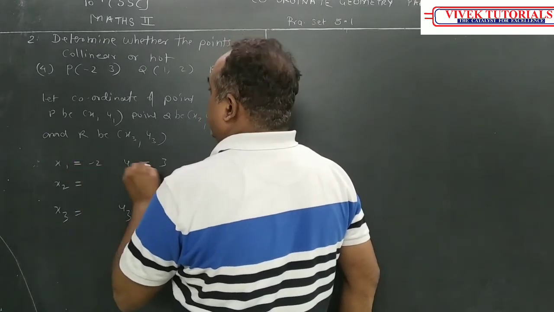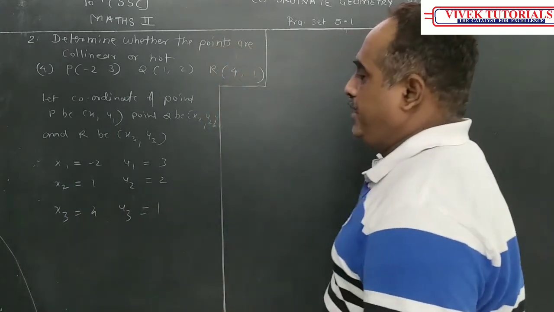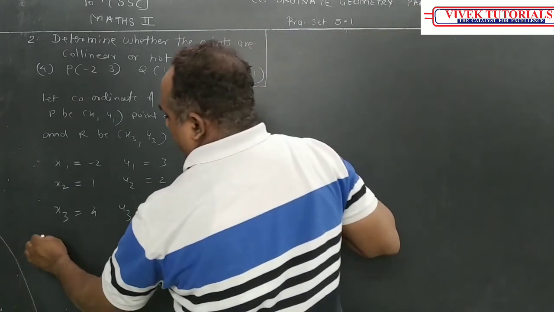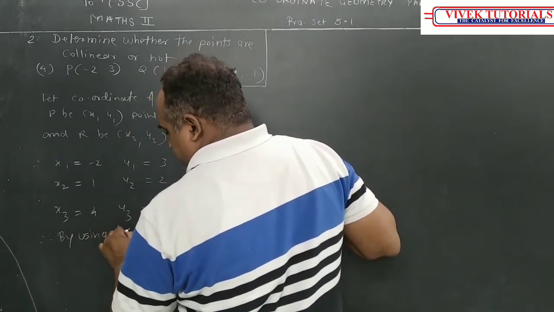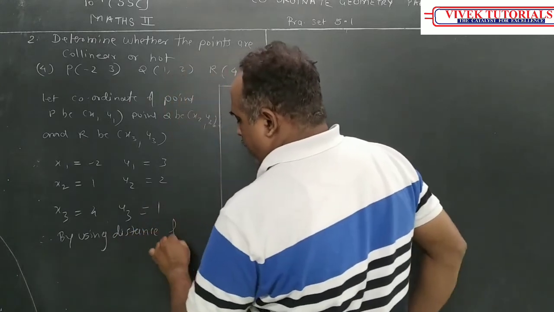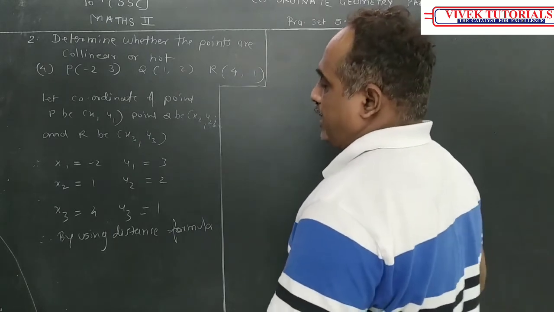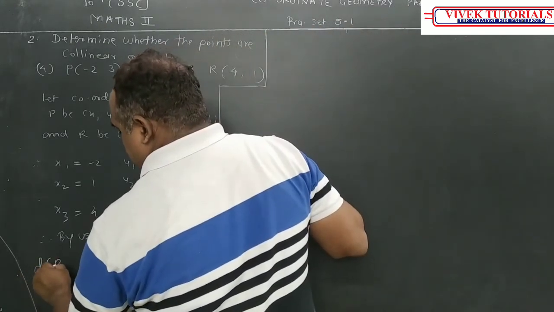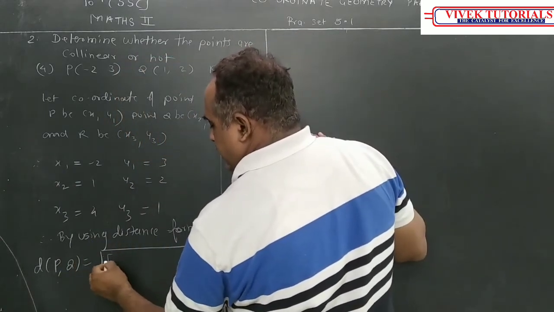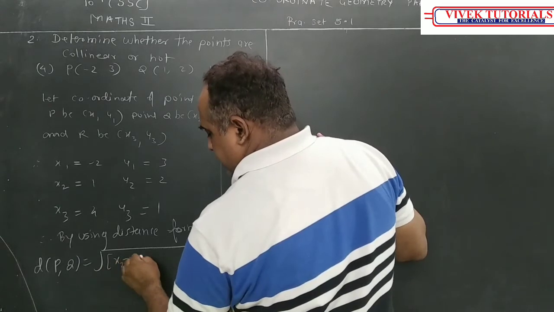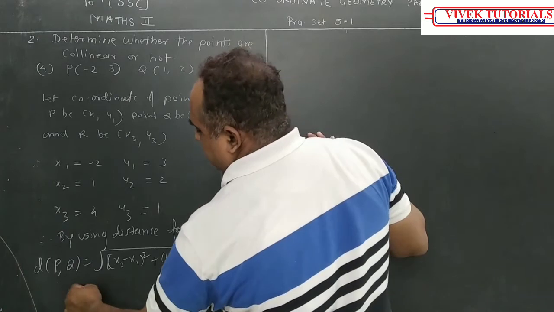x1 is -2 and 3, 1 and 2, 4 and 1. You got it now? Therefore, now what I would write, by using distance formula. Distance PQ is equal to under root x2 minus x1 the whole square plus y2 minus y1 the whole square.